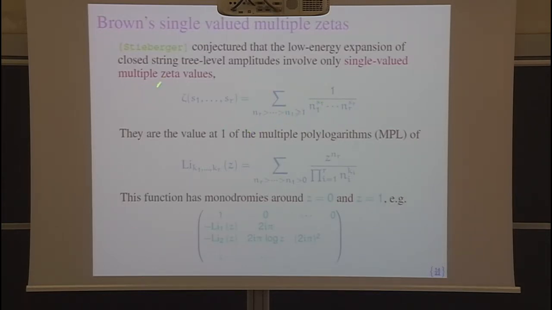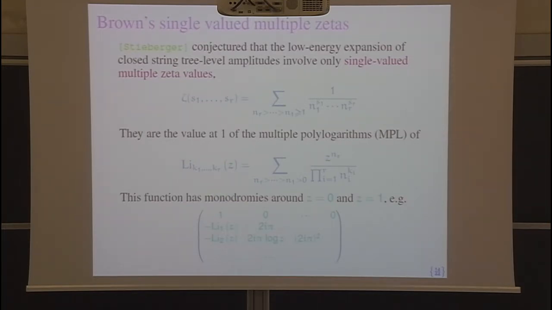So this object is a number. This object is a function: the multiple polylog depending on z. If you take z equal 1, you clearly get the number. So this is a number, this is a function. This function is non-trivial because it has a branch cut.